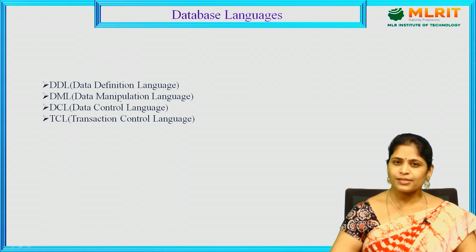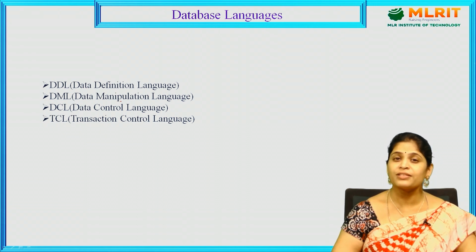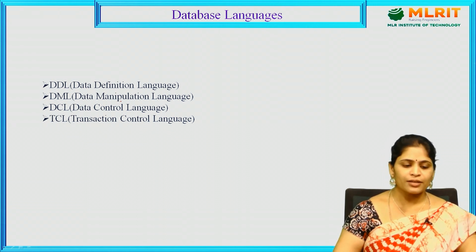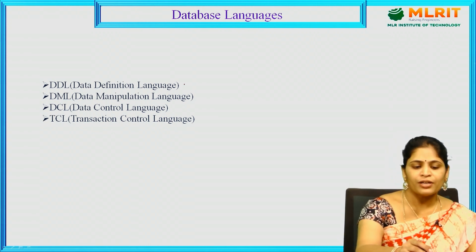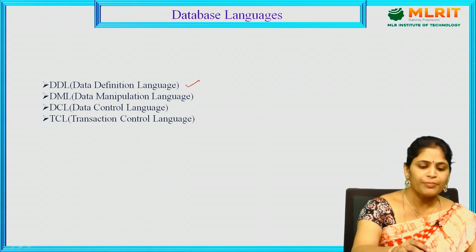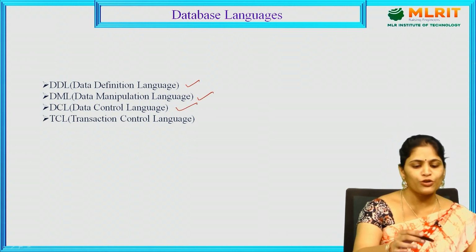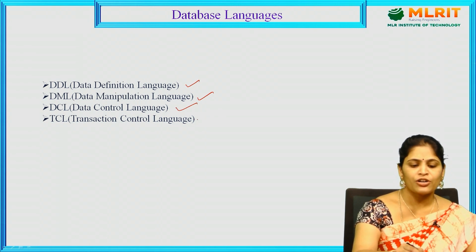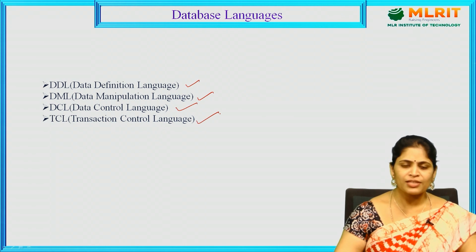Let us discuss a very important topic in database management systems, which is database languages. We have four types of database languages. Here we have DDL, which represents data definition language, DML, data manipulation language, DCL, data control language, and transaction control language, shortly TCL. So what is the purpose of these languages?